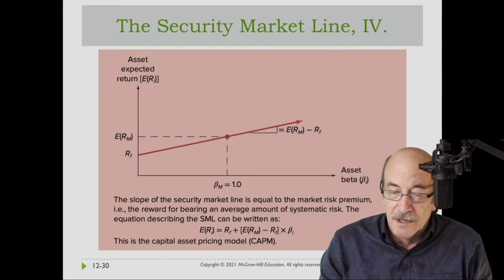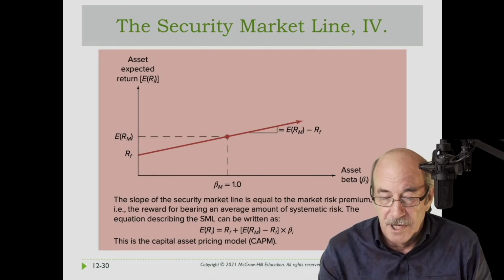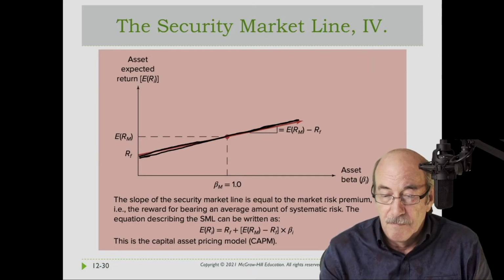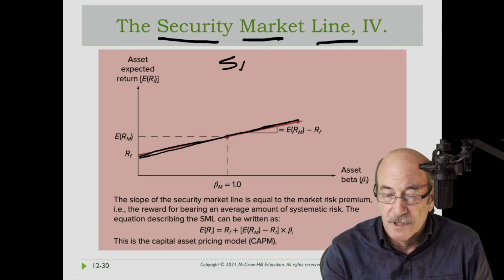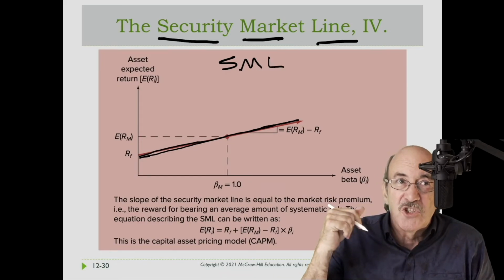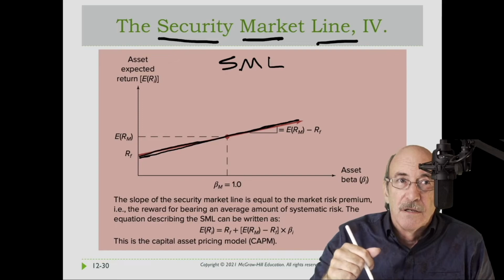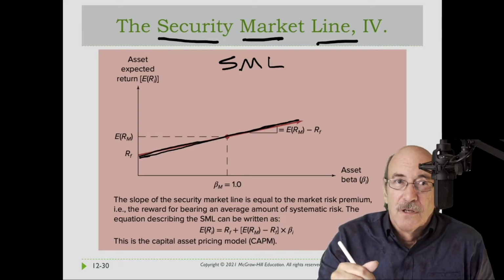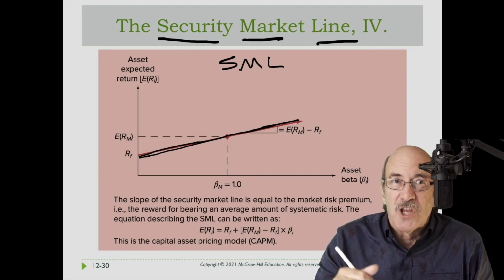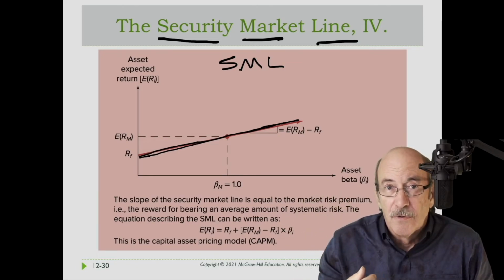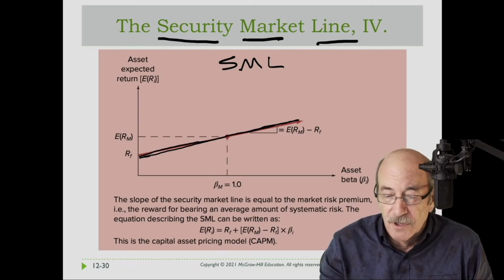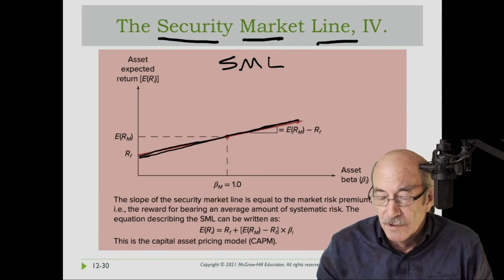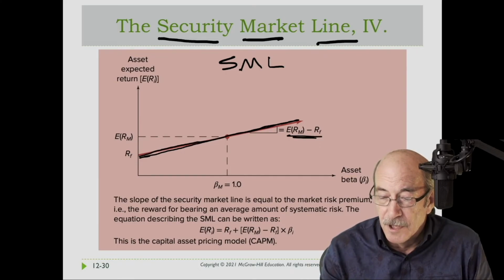So with that, let me jump over to here. This line right here has a special name. And that special name is the security market line, or the SML. That is the line that every security, no matter what its risk, will fall on. It will have that same reward to risk ratio that every other security has, that the market has. And that will be this.